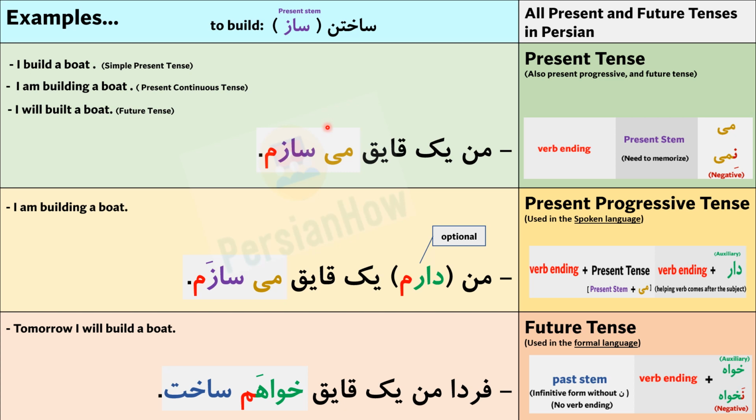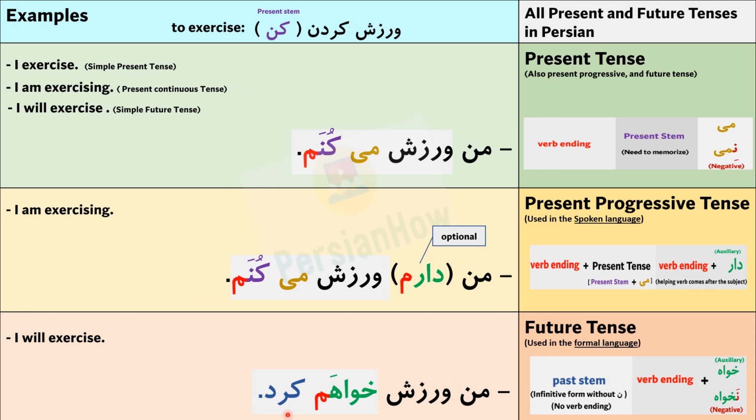Now you can see them also in a sentence form. So for example here, من یک قایق می سازم. Here is the translation. من دارم یک قایق می سازم, which we said دارم is optional. And then فردا من یک قایق خواهم ساخت. Let's also take a look at the compound verb. من ورزش می کنم. من دارم ورزش می کنم. من ورزش خواهم کرد.